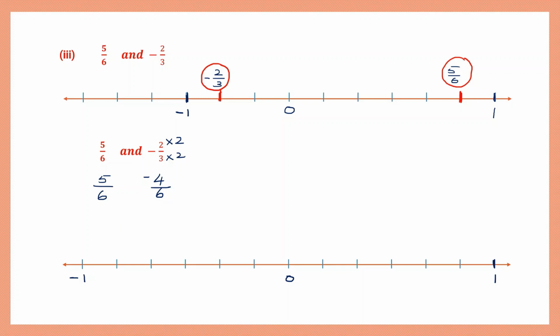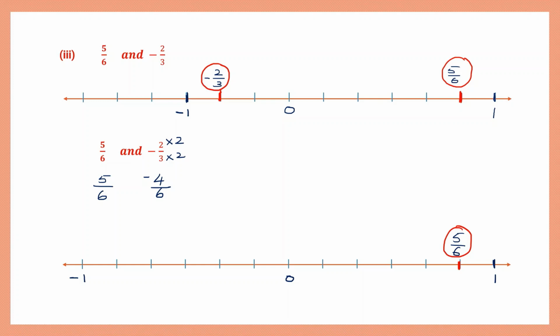Now let's start with the first one, 5 by 6. Let's mark it here. 1 by 6, 2 by 6, 3 by 6, 4 by 6, and this will be 5 by 6. So let's mark that 5 by 6. So we finished the first one. This is where you will mark 5 by 6 and this is a point where you get 5 by 6.